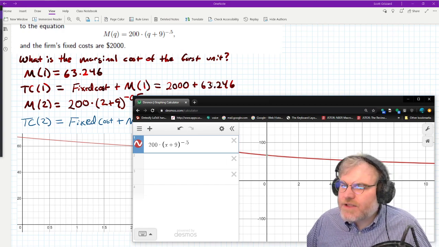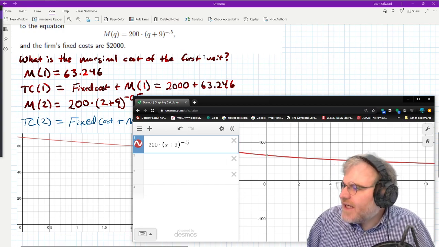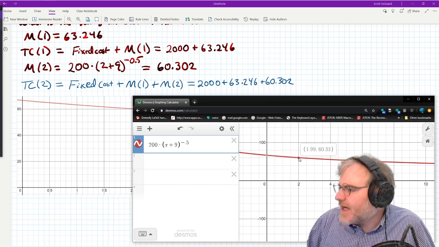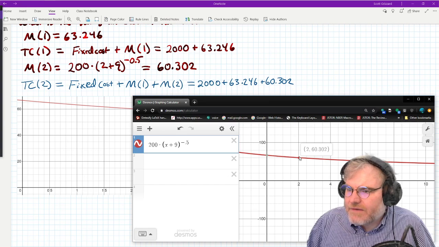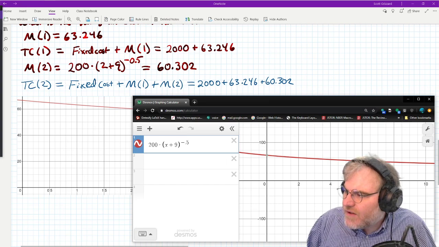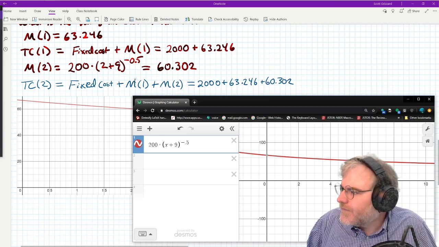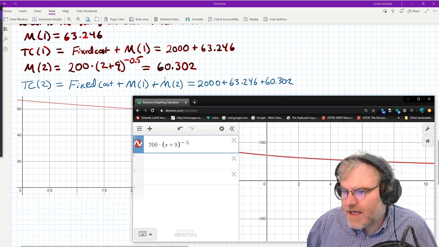Well, okay, so my question is, what's the total cost of producing a second gallon of gasoline? Well, the second gallon of gasoline, not gasoline, of rocket fuel, cost me $60.30. So the total cost of producing a second unit of gasoline is the fixed cost, plus the marginal cost of producing the first unit of gasoline times the gallon, plus the marginal cost of producing the second unit of gasoline times the gallon.